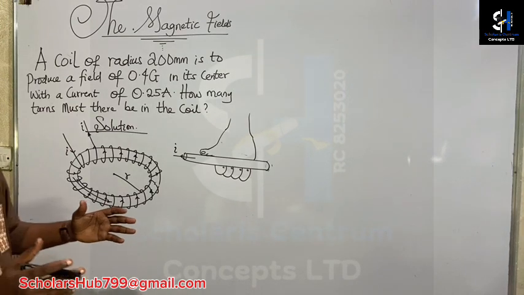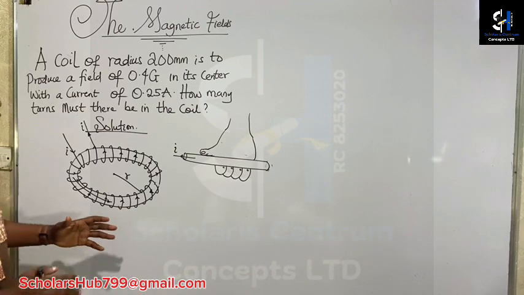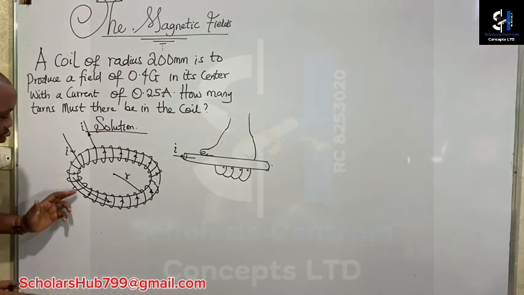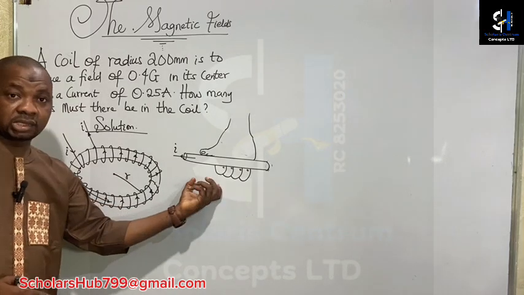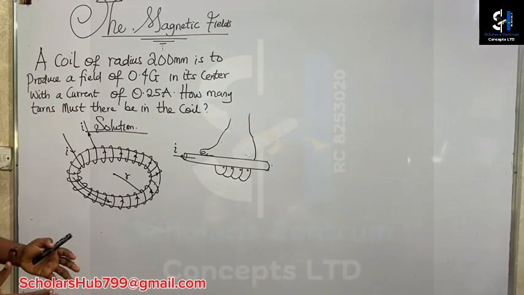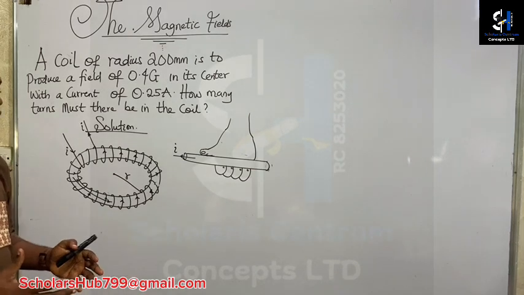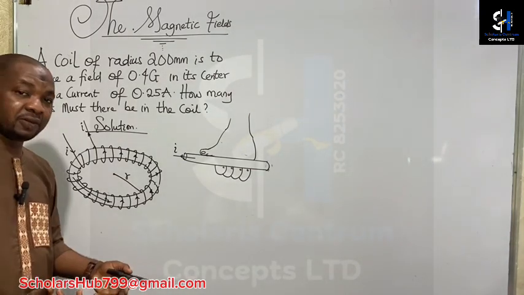All these laws are related, but because I want to explain the flow of current, I just say, let me talk about this, for us to understand what it means when we talk about the direction of current and also the direction of magnetic field.